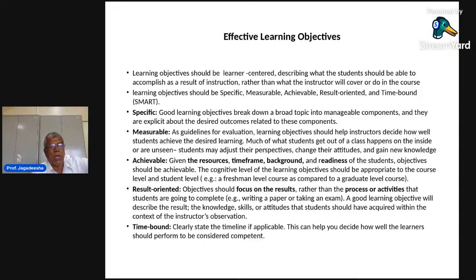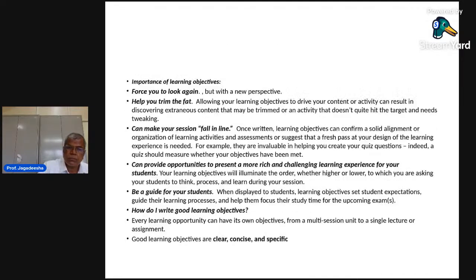SMART in the sense: specific, measurable, achievable, results oriented, and finally time bound is another important point one has to remember. What is the importance of the learning objectives? Well, you will be forced to look at this particular objective again. When you design a particular objective, you feel like looking at it again and again because it should be unambiguous.